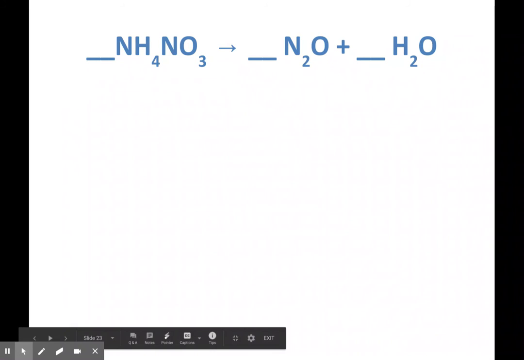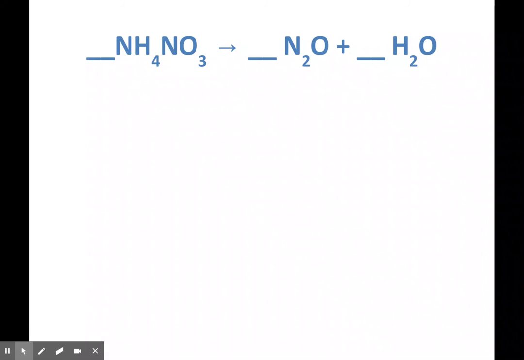Let's look at this one. We've got a few more atoms involved here, a few more elements. So we've got nitrogen, and we're going to make our list. We're going to use a different color. So nitrogen, and we've got hydrogen, and we've got oxygen. How many do we have on each side? Nitrogen, I have 2 nitrogens here, and on this side, I've got 2 nitrogens.